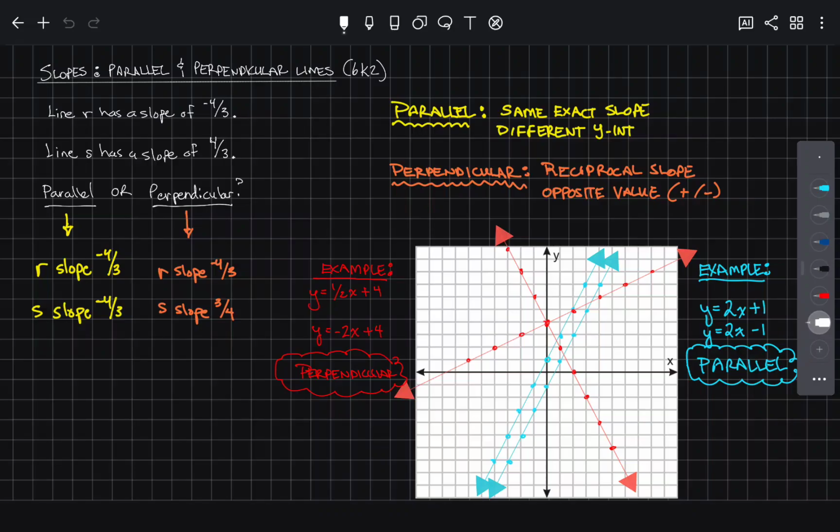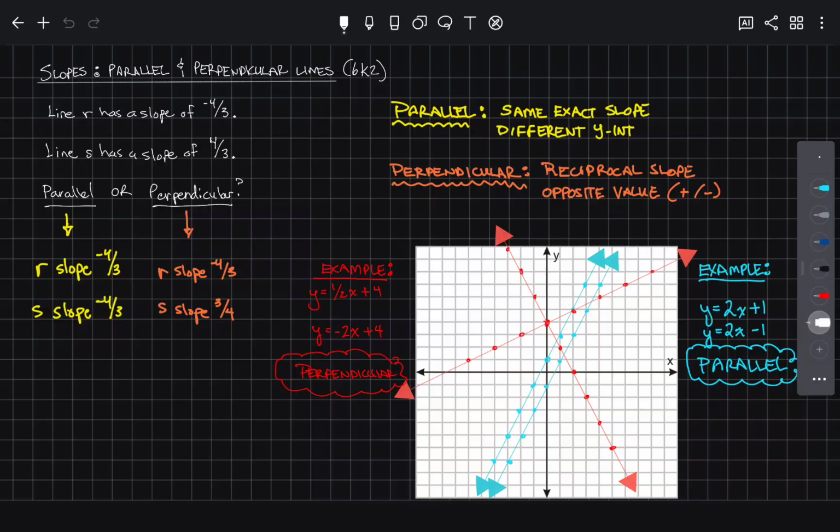If you wanted to make perpendicular lines, the simplest way to say it: flip the fraction upside down and take the opposite value. So if it were a negative fraction, you just make it positive and flip it upside down. If it were a positive whole number, like 5, then you would put a 1 underneath it, flip it, turn it into 1/5, and make it negative.